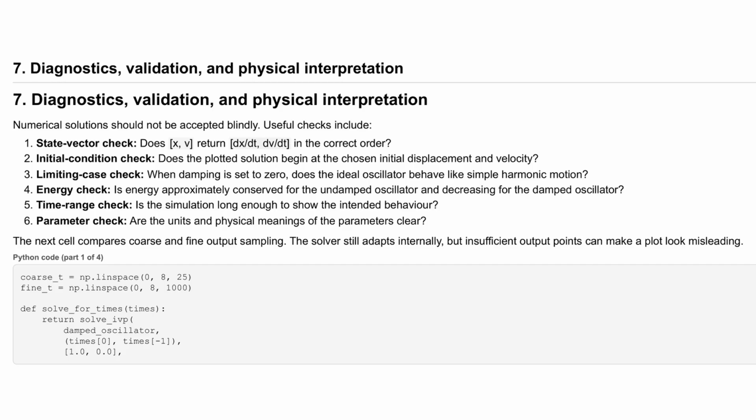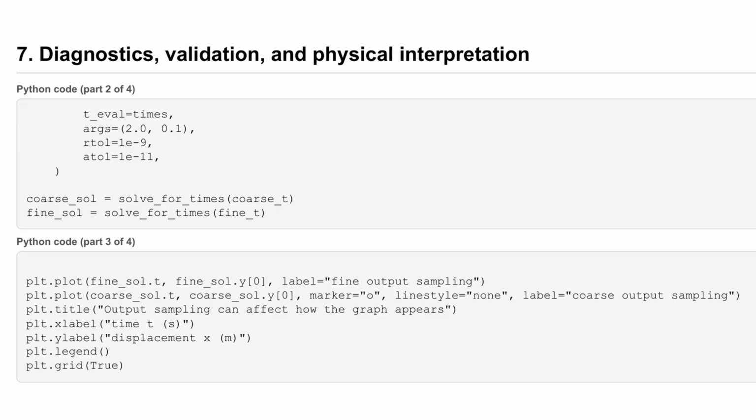By defining a coarse and a fine time array, we run the solver twice for the same physical system, once requesting output at the coarse time points and once at the fine time points. We then plot both results together.